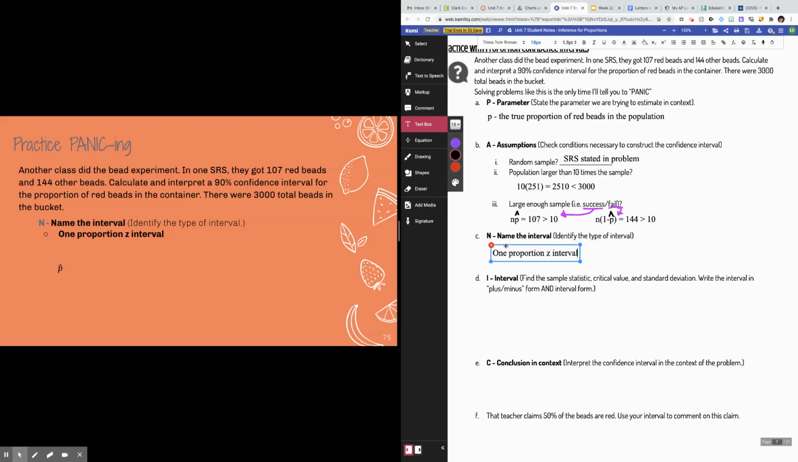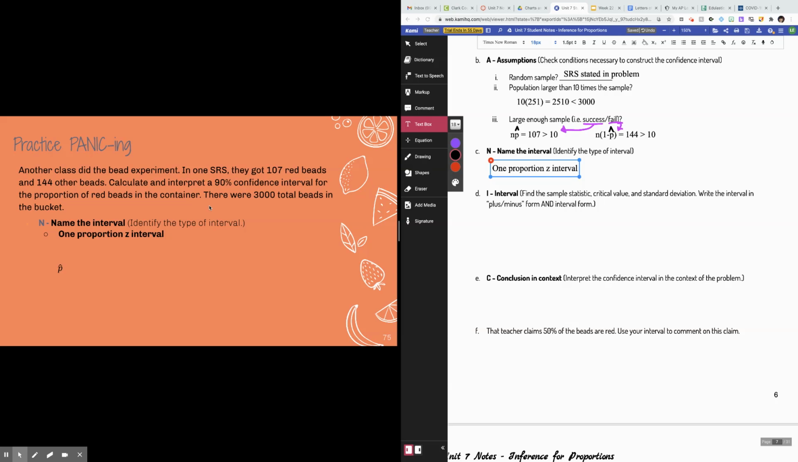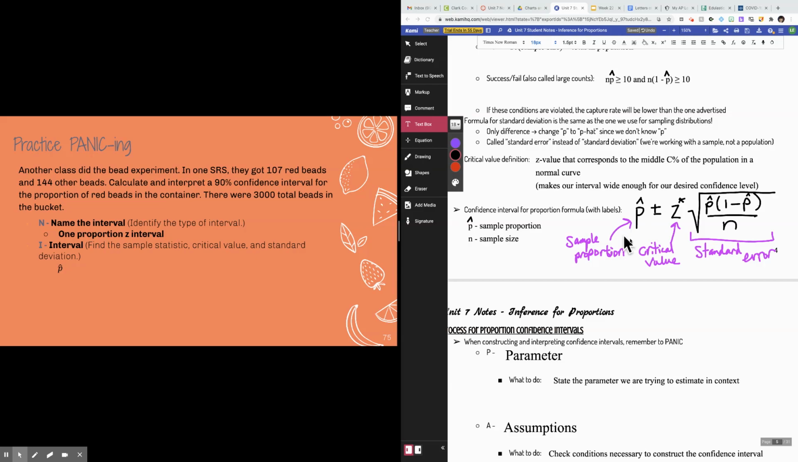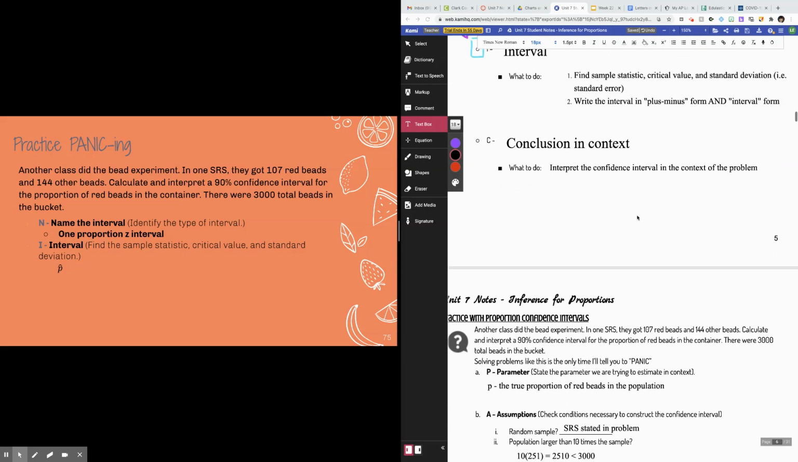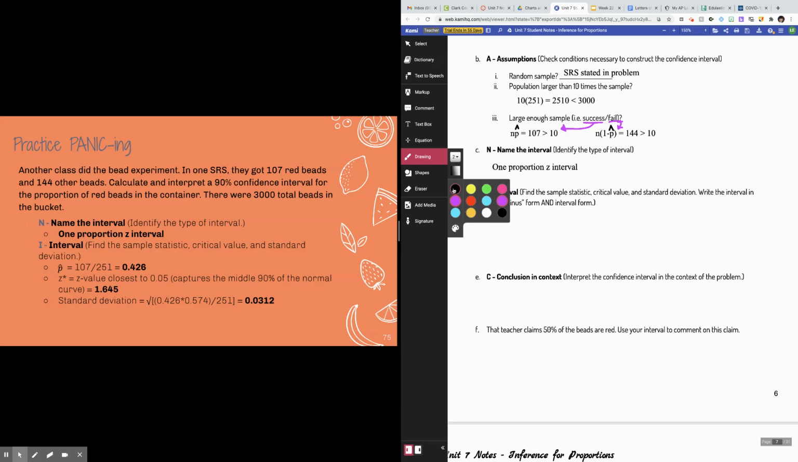All right, now that we've laid all of that groundwork, we've gotten to the math step. We need to find our sample statistic, critical value, and standard deviation. Basically you're trying to find the things that you need to plug into this formula right here. Some of those things you'll already know. Some of these we already calculated, but I need to convert some of them to decimals.